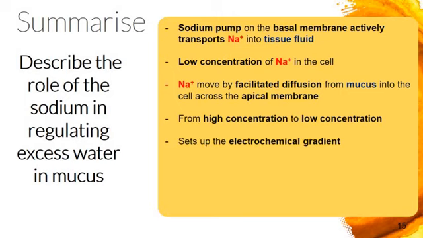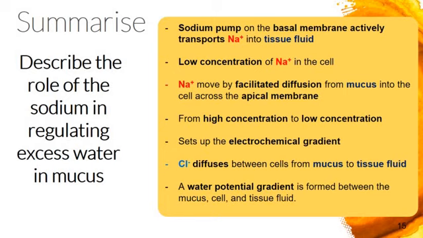Moving the sodium then sets up an electrochemical gradient, which is going to attract the negatively charged chloride ions to diffuse between the cells from the mucus at the top to the tissue fluid. The end effect is that we have a water potential gradient formed between the mucus, the cell, and the tissue fluid. So score yourself out of 7 different marks. Add any corrections that you need, highlight any keywords that you've forgotten, because there's a lot of processes involved here, so you need to be really clear on what each of them do.